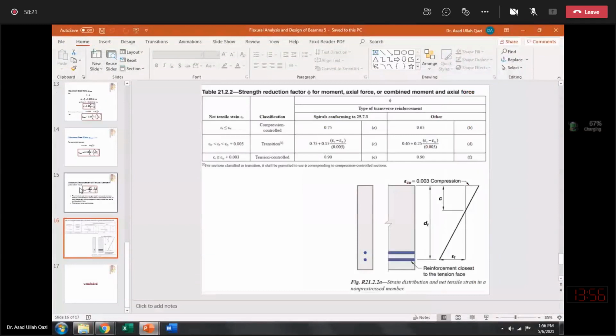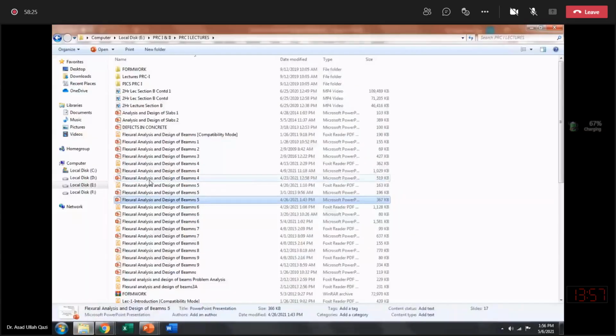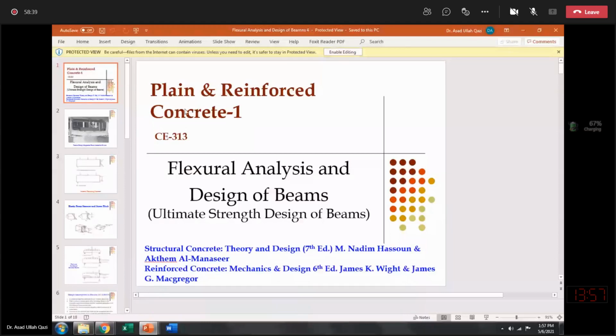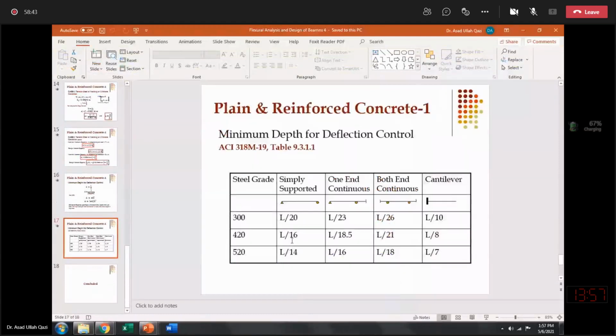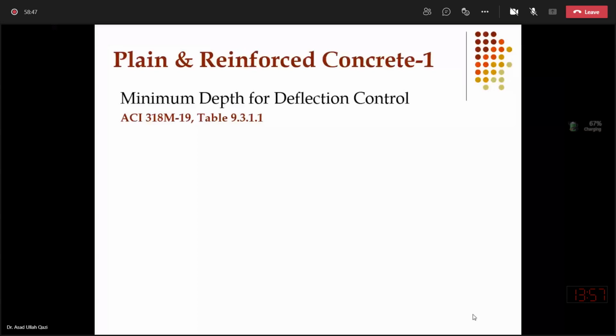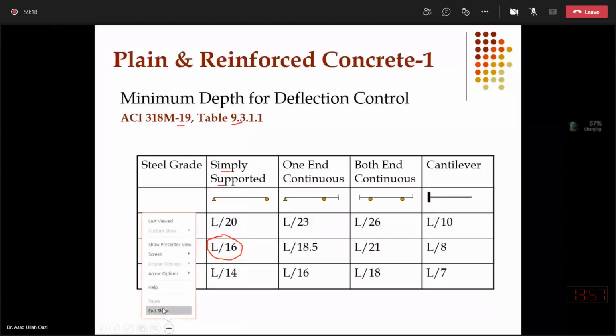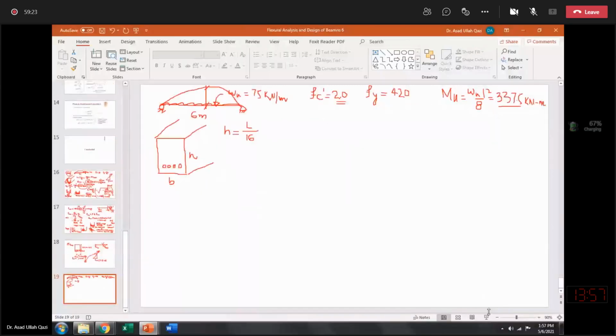Which I mentioned in my third or fourth lecture. And the same table is also available in, yeah, this one. So do you remember this table? So we are having this end condition simply supported, grade 420, so span by 16. It is given in chapter 9 of the ACI 318 2019 publication. So you are right, span by 16.